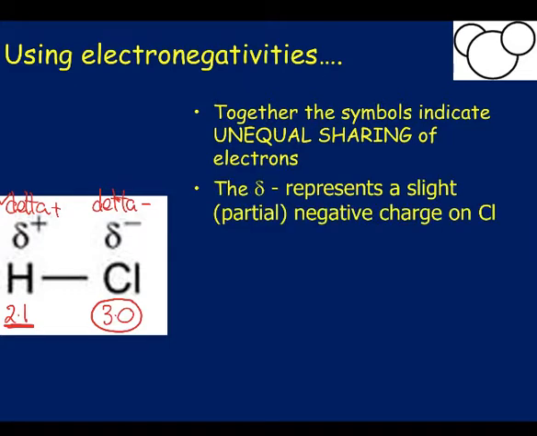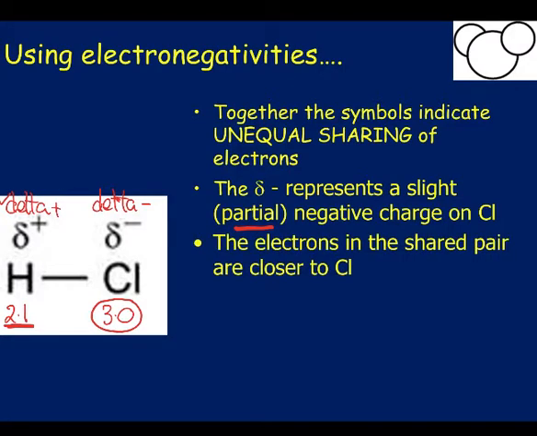So the delta negative represents a slight, and I will use the word partial, negative charge on the chlorine. So that's why it's got this delta. It's not a full ion, it's just a very slight negative charge. And what that means is that if you were to draw the electrons in your shared pair, they are going to be in this position. They're going to be closer to the more negative element.